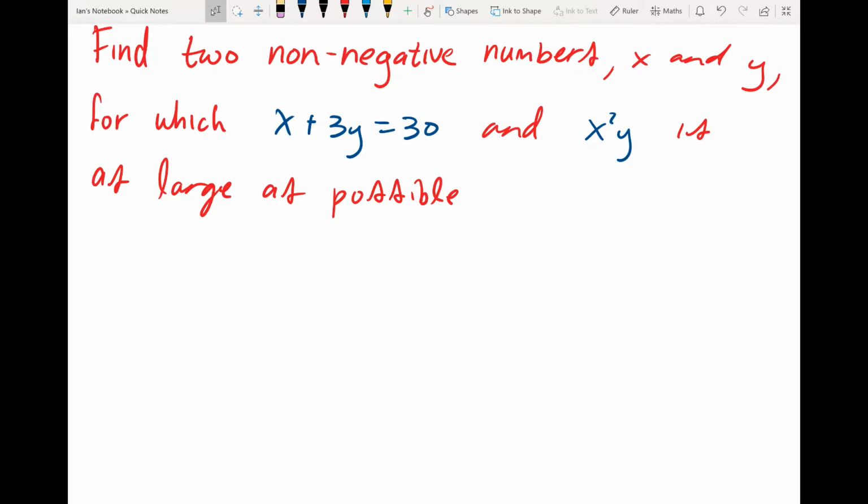So you know for a fact that no matter what your x and y have to be, just like this equation over here says, x plus 3y is equal to 30. And you want to make this as large as possible, so you're going to want to be able to derive x squared times y. But you can't derive an equation like this when it's only made up of two variables. So we're going to need to shorten that down to one variable.